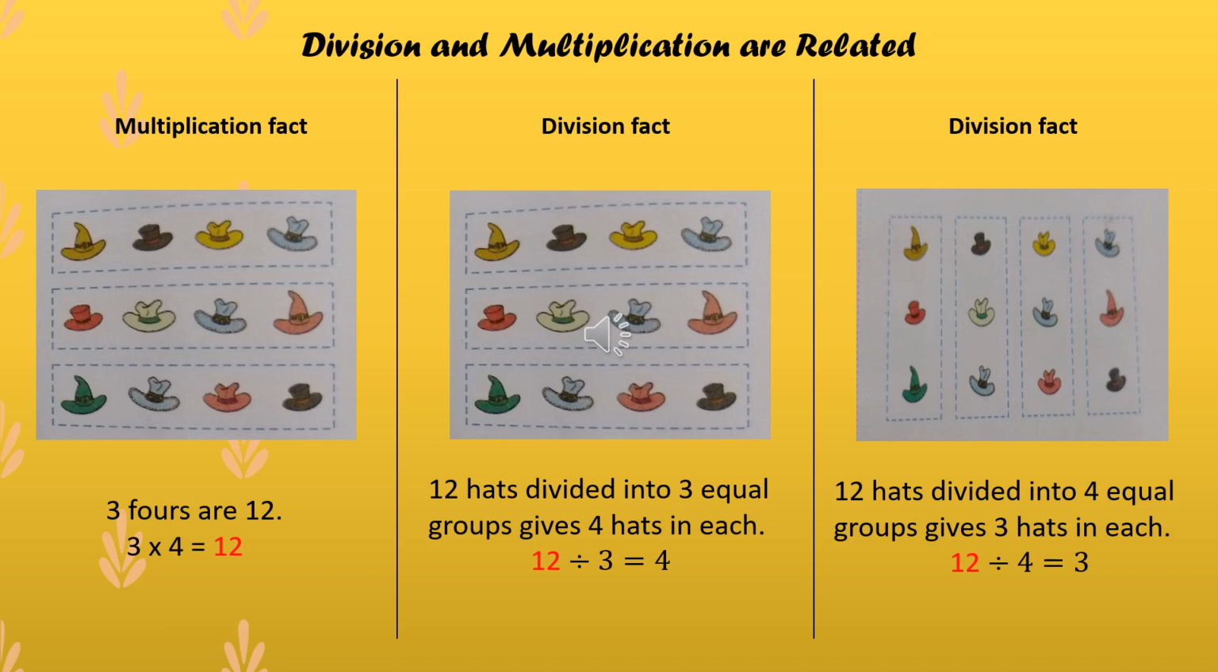Right? So, 12 hats divided into 4 equal groups gives 3 hats in each. Or we can say 12 divided by 4 because here 12 hats are being divided into 4 equal groups. So, 12 divided by 4 equals 3. Yes.